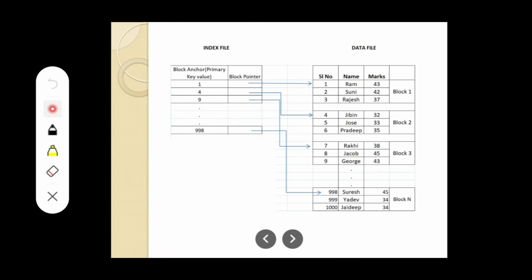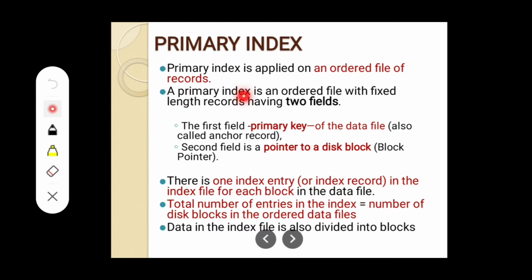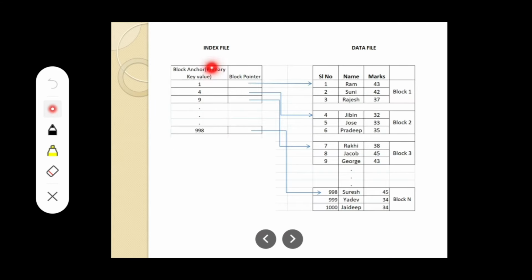Okay. So the primary index, as I said, is applied on the ordered file of records. That is the first condition for the primary index: the data file must be ordered. Next point is what? The primary index is an ordered file with fixed length records having 2 fields. So our primary index is also ordered, and it has fixed length records.